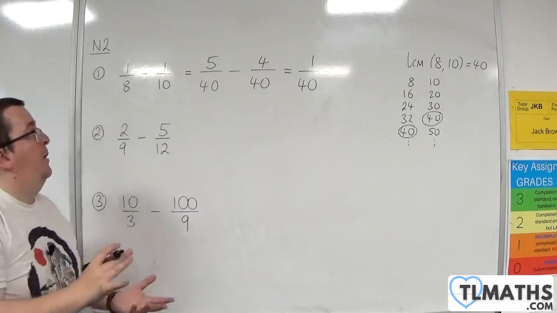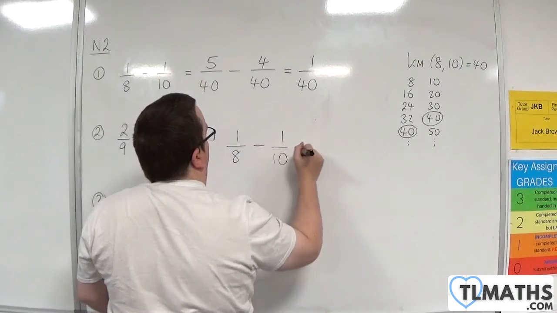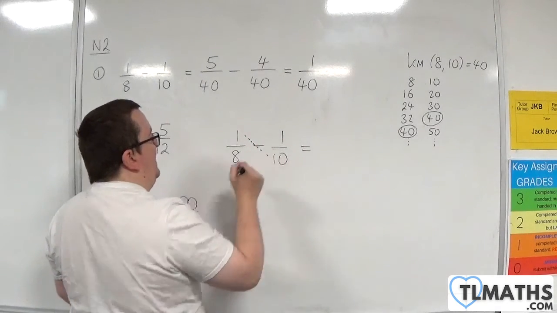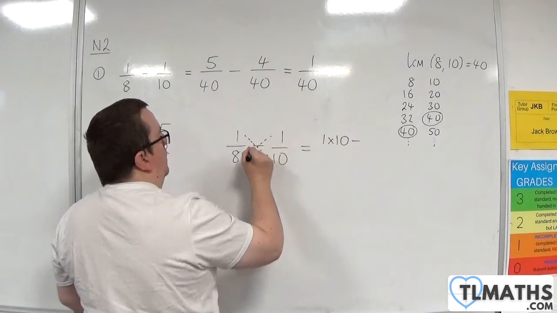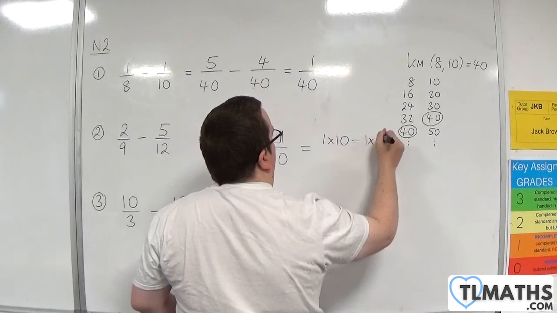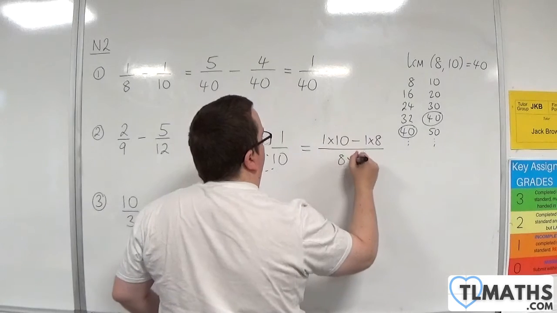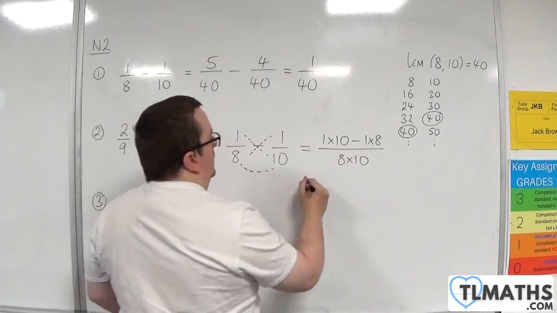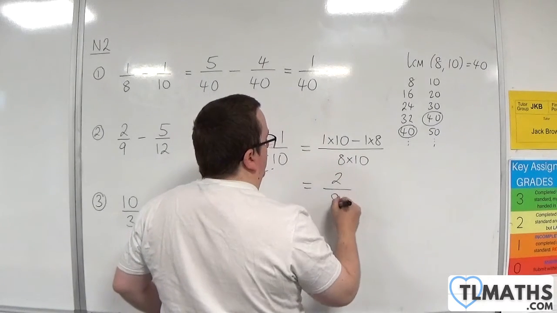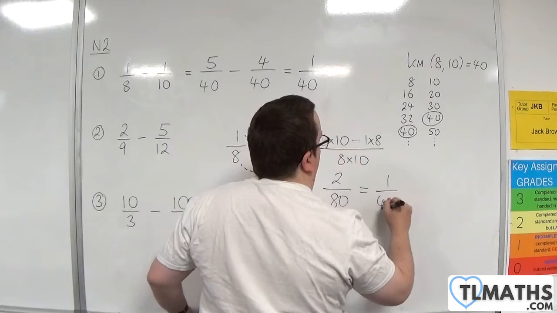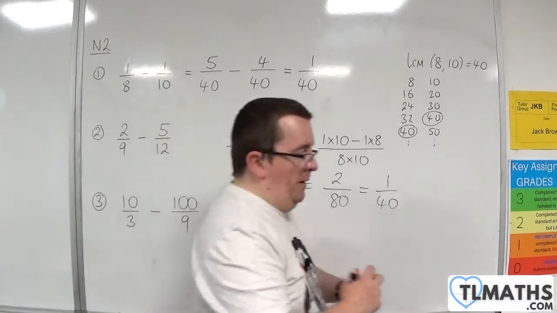Now, if we want to do that by cross multiplication, 1/8 take away 1/10. We need to multiply the leading diagonal first, 1 times 10, then take away 1 times 8, over 8 times 10. So we get 10, take away 8, which is 2, over 80, and that simplifies to 1 over 40. Okay? So that's question number 1.